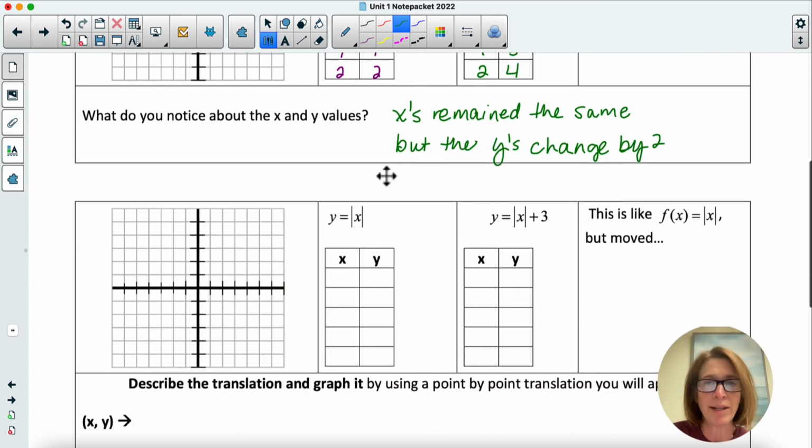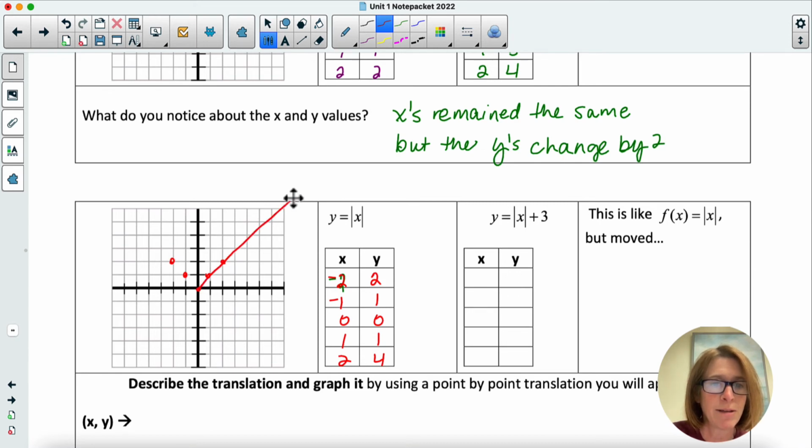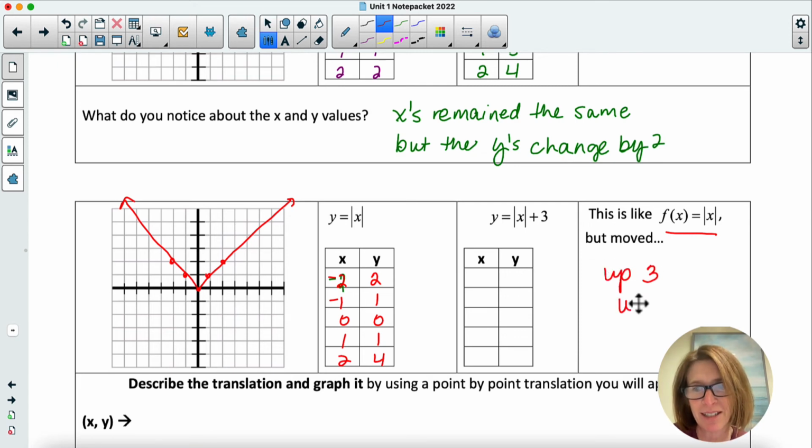All right, let's try this one. I'd love you to make a guess as to what you think is going to happen. Okay, so I'm going to, again, plot my points. I'll do it in red. So -2, -1, 0, 1, 2. We know these points. We're going to need to know these points. I'm going to plot my points. I get my absolute value graph. It's a nice V, just like that. So what do you think is happening here? It's like f of x, but moved. All right, hopefully you're saying up 3 units.